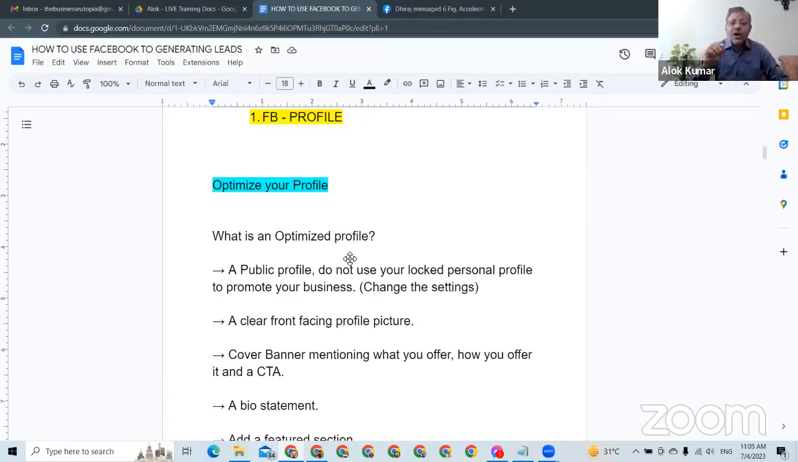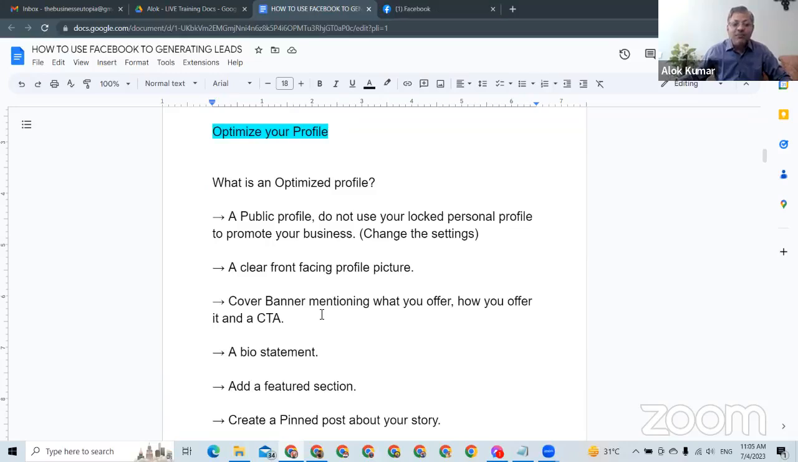Then you have to have a clear front facing profile picture, right? Because people want to see who you are, what you are doing. And there has to be a cover banner mentioning what you offer, how you offer, and a call to action. There has to be a bio statement, a featured section, and a pinned story. Now, this is all theory which I've already told, and you must have heard about it as well. But have you done it before?